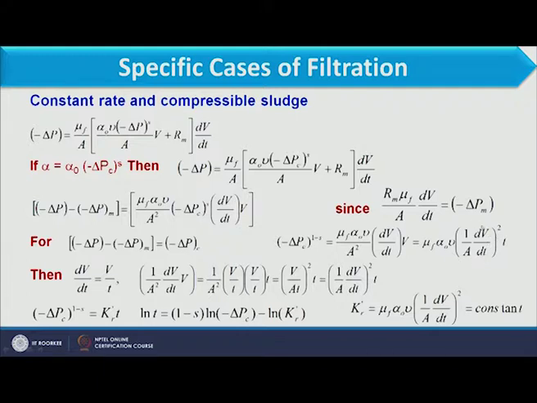Now how is this expression obtained? Because here we have the expression dV by dt by A square into V. So as this is the constant rate case, dV by dt would be a constant, that should be V by T. Now this is the expression. As you can see here, we have the expression that we have to rewrite. How can we rewrite this?